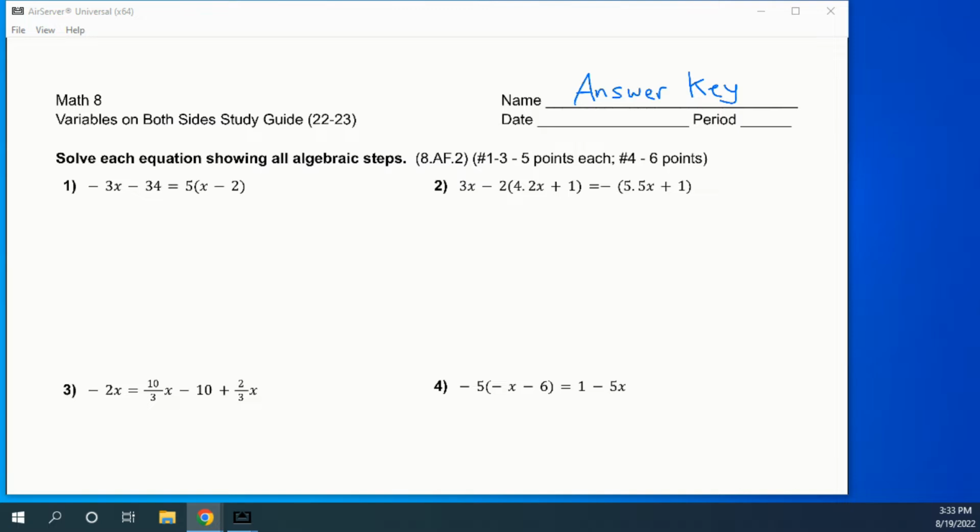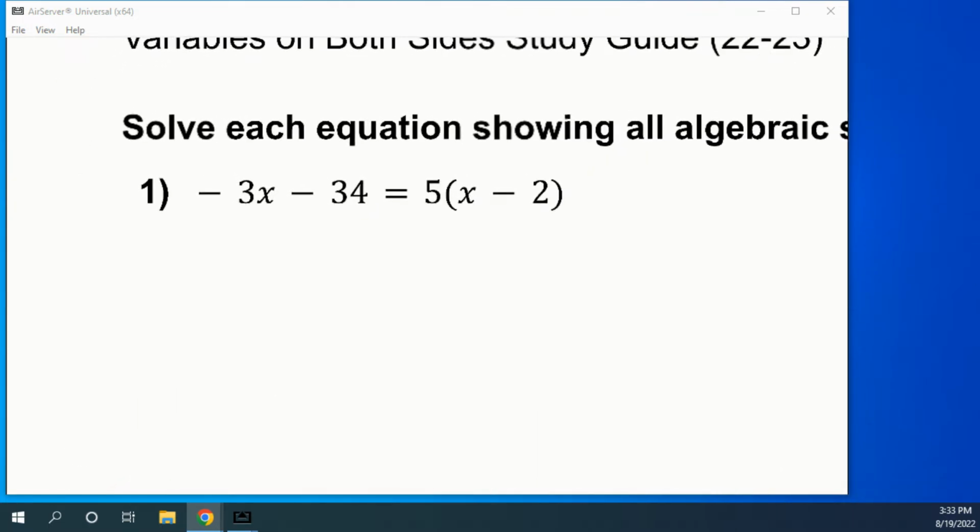So here we go. On these first ones, number 1 through 3 on your quiz will be 5 points each. Number 4 is going to be 6 points each. What we are doing is solving each equation, showing all the algebraic steps, and here they are. Your first step is to always look for distribution. We don't have any distribution on the left side, so we want to bring that left side down.